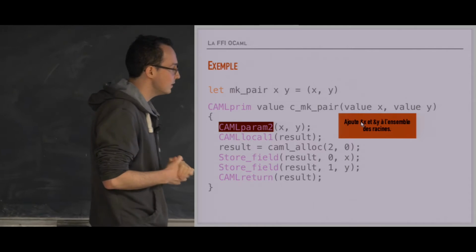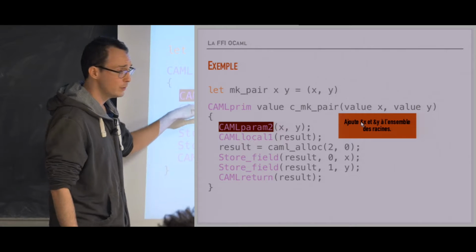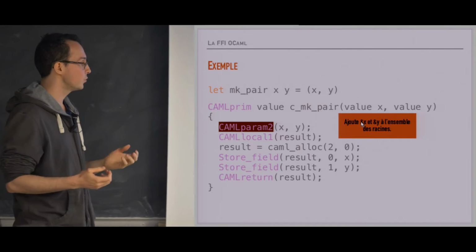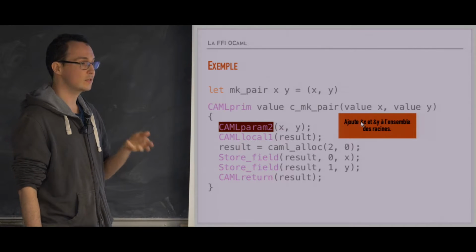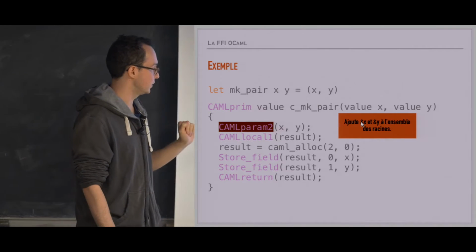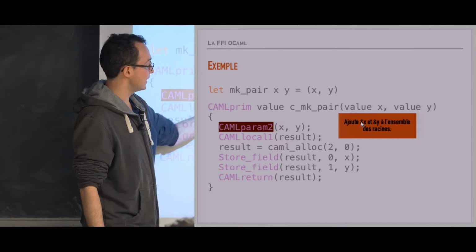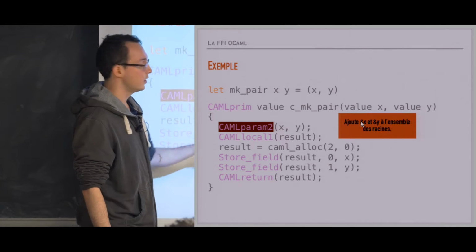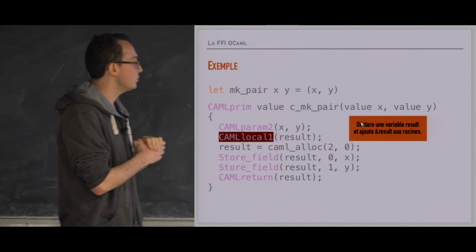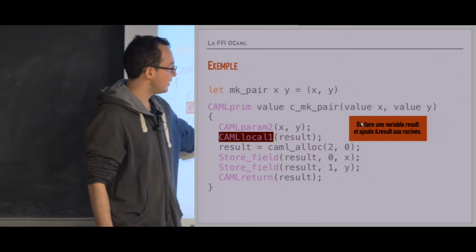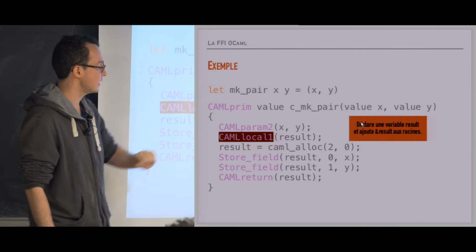The first interesting thing is this macro call. Basically, this will set up a set of roots, which is the list of values the GC needs to traverse if it needs to do its job. With this macro, we add the addresses of x and y values to the set of roots. With this second macro call, we declare a local variable called result, and add it to the same set of roots.